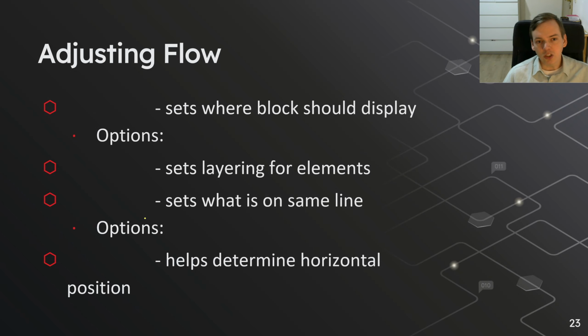If we want to adjust that flow, there's a default flow that's generally left to right, top to bottom, whatever's in your HTML file. But if we want to adjust it, we can use CSS properties. So if we have a given element, we can set its position to set where that block should display. And I'm going to list the options here. You'll learn more about them as you work through your exercises.